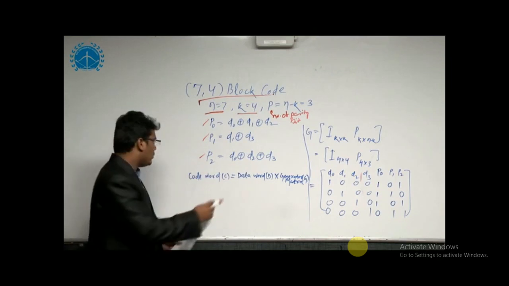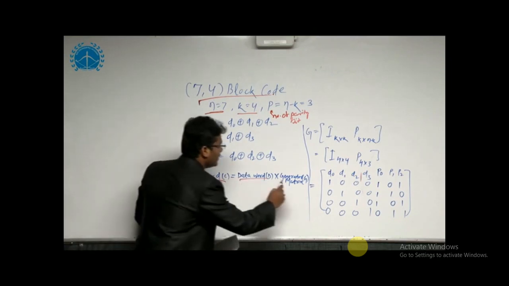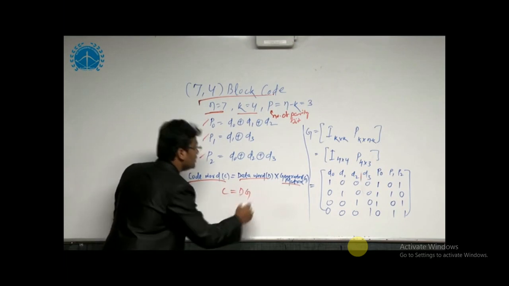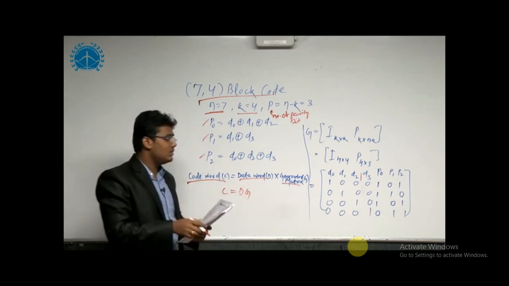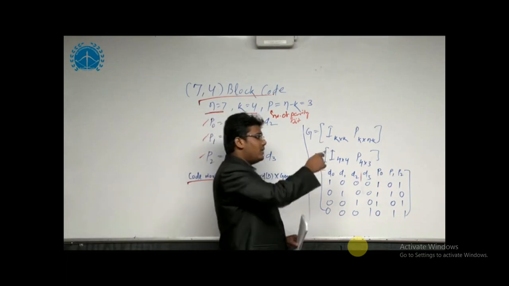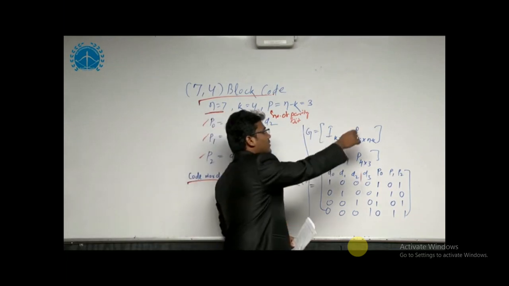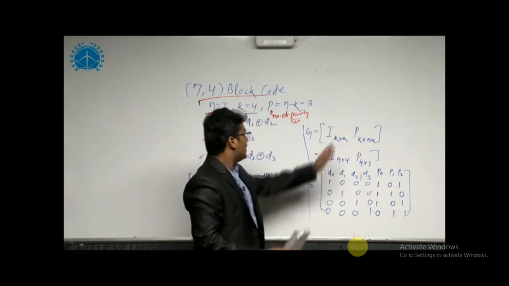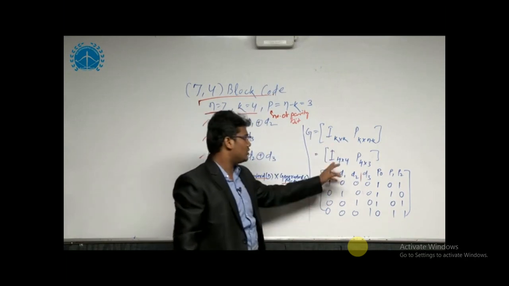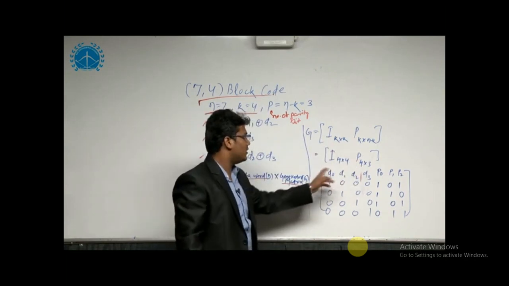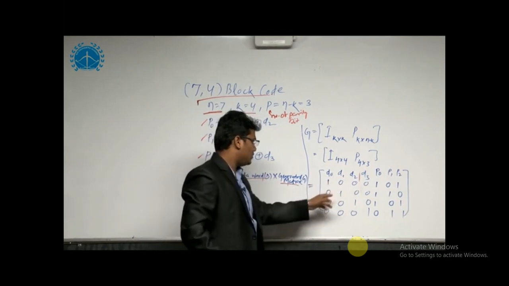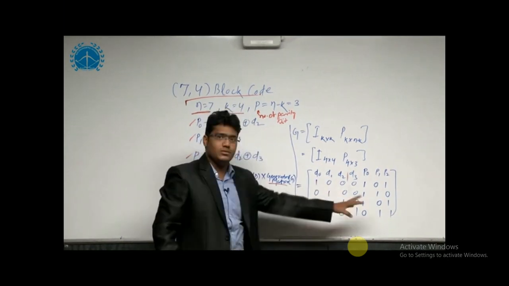I know the code word equals the data word times the generator matrix, C equals D into G. But here we are asked to find the generator matrix. The generator matrix has the format of the identity matrix I of k by k, followed by the parity matrix P of k by n minus k. Here k is 4, so there is an identity matrix of 4 by 4, and the parity matrix is of 4 by 3. The identity matrix I take as 1 0 0 0, 0 1 0 0, 0 0 1 0, 0 0 0 1.